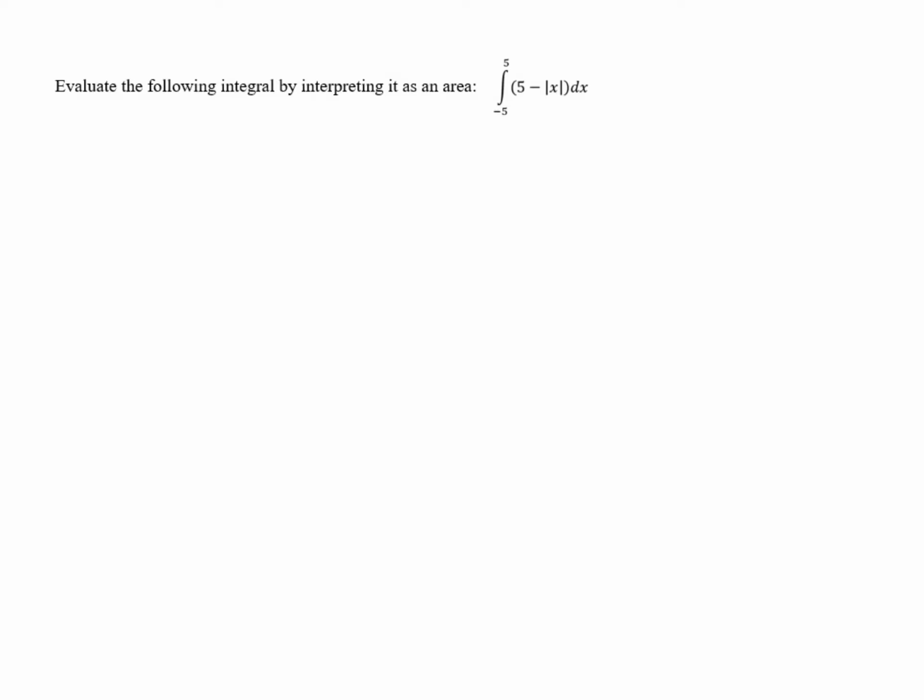Evaluate the following integral by interpreting it as an area, and we have the integral from -5 to 5 of the quantity 5 minus the absolute value of x dx. All right, so we've got to figure out what that graph is going to look like.